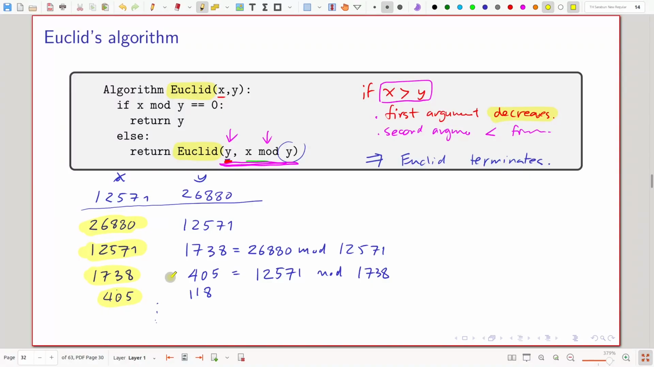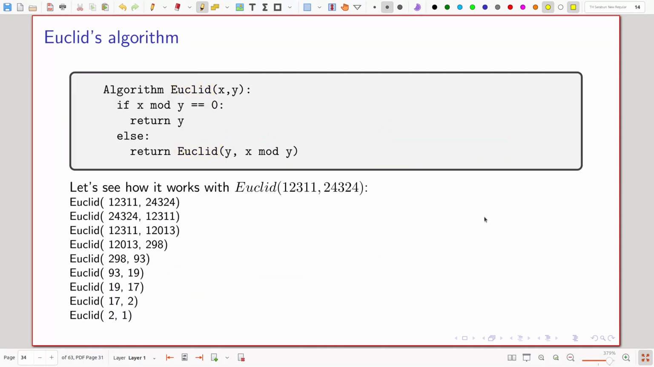So let me show you when it does not happen. So this is another example. It might be the case that the first number does not decrease really quickly. So let's say when you call Euclid x y, it calls itself, it calls Euclid y and then x mod y. When can we say that the first number decreased by a factor of 2?